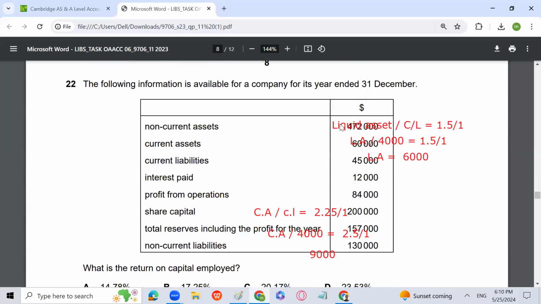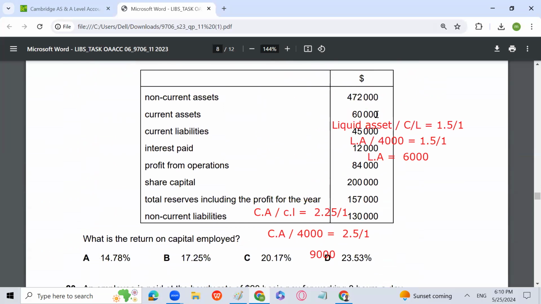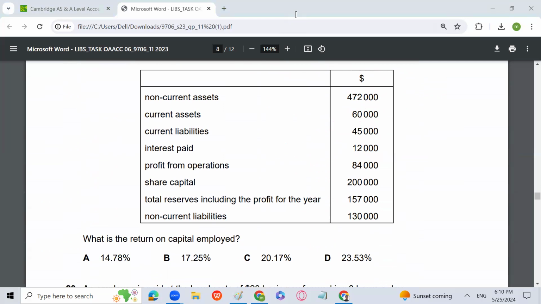The following information is available for a company for its year end 31st December. What is the return on capital employed ratio? The formula is operating profit over capital employed into 100. Operating profit means profit from operations, which is already given in the question, 84,000, divided by capital employed, which means equity plus non-current liability. Let's calculate the equity. Share capital is a part of equity, 2 lakh. Total reserves, including the profit for the year, 1,50,000. And non-current liability will be a part of this. That is going to be your capital employed. 2 lakh plus 1,50,000 plus the non-current liability, 4,87,000 will be your capital employed. 84,000 divided by 4,87,000 into 100, you will get the answer of return on capital employed.